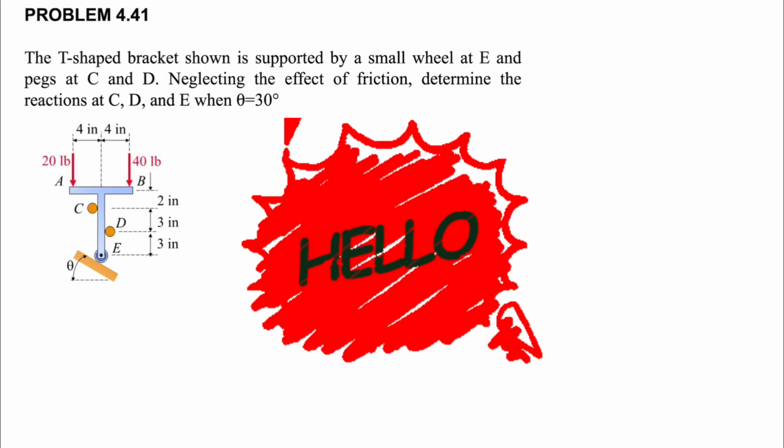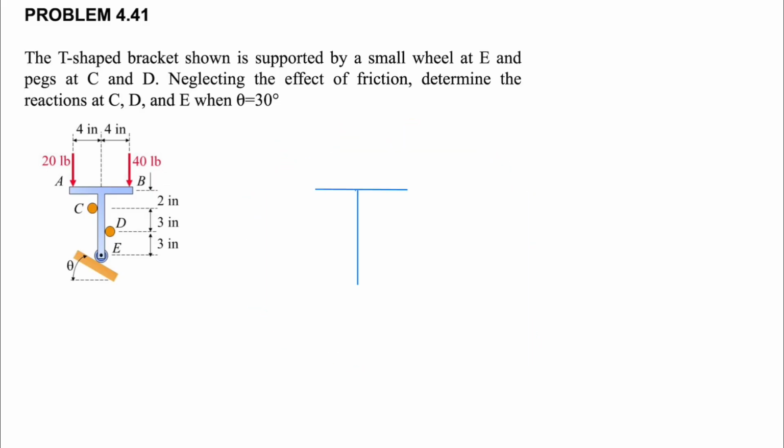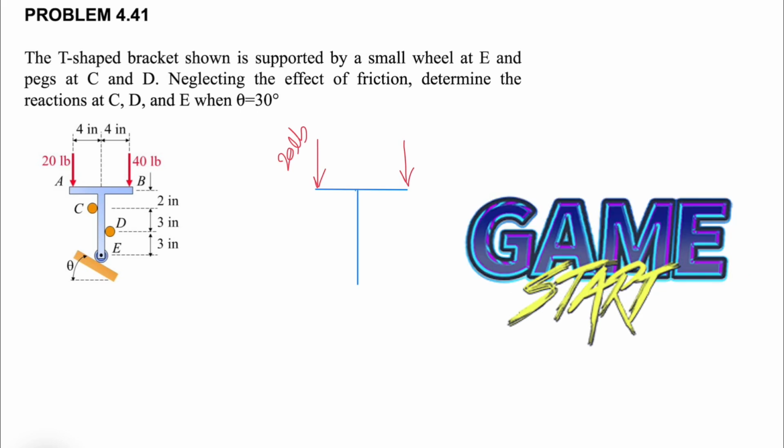Okay, welcome back, guys. In today's question, we have a T-shaped bracket that is supported by a small wheel at point E and pegs in C and D. We need to neglect the effect of friction, and we are asked to find the reaction at points C, D, and E. So as always, we're gonna start with the free body diagram.